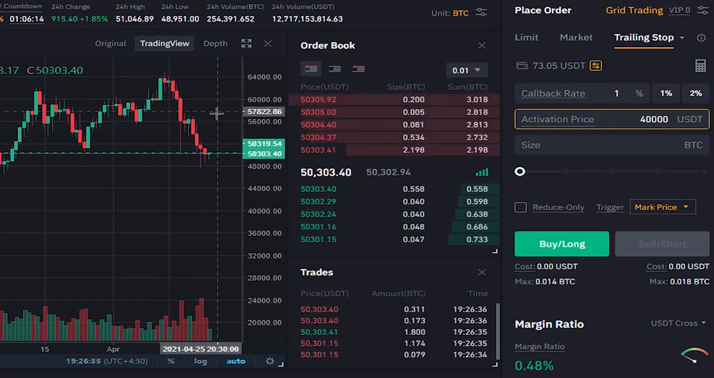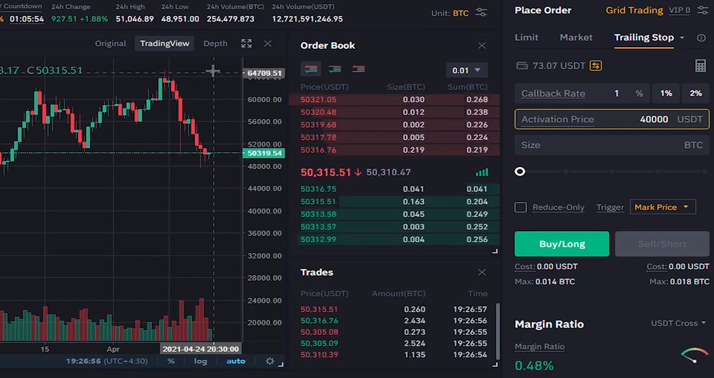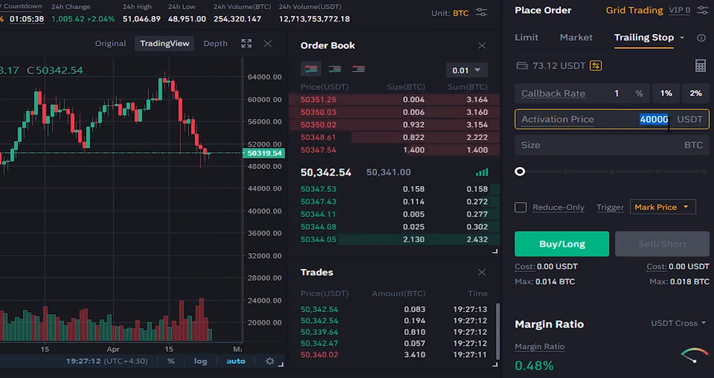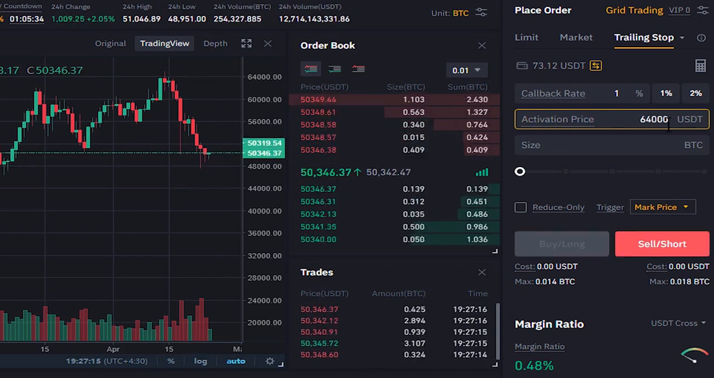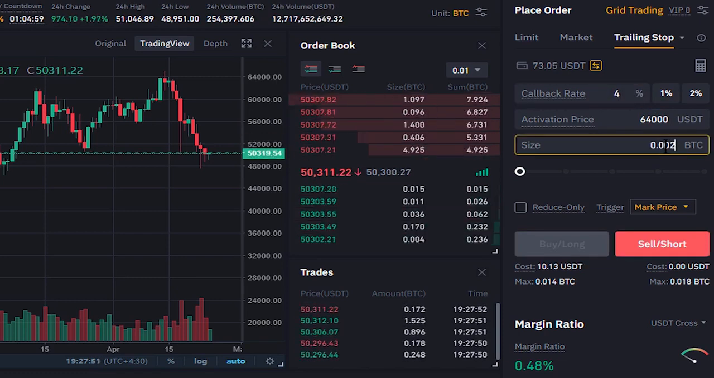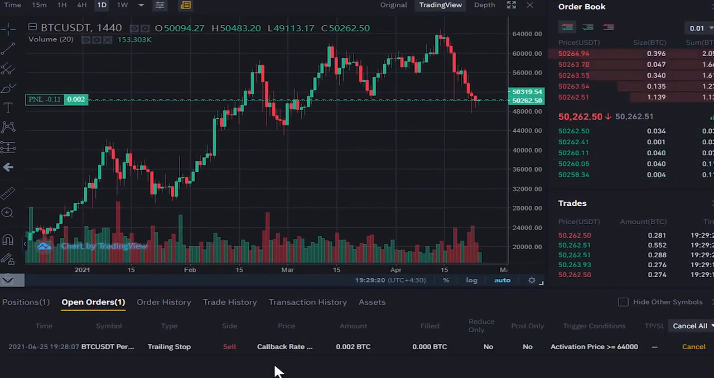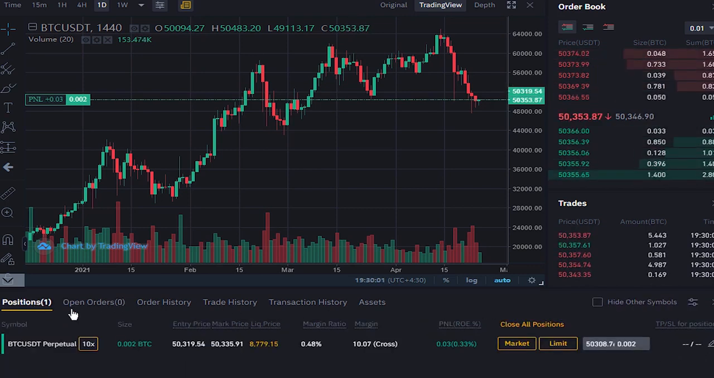Consider after analyzing the chart, we believe that 64,000 is a significant resistance level, and we believe it's going to be broken and a sharp move after that is going to happen. So we set 64,000 here for the activation price. Let's set the callback rate to 4%. The size 0.002, same size as our long position. We click on sell short, order submitted, and here it is in open orders. So when the price reaches 64,000, a trailing stop will be placed 4% lower than 64,000. Let me cancel this order, and also let's close this position.